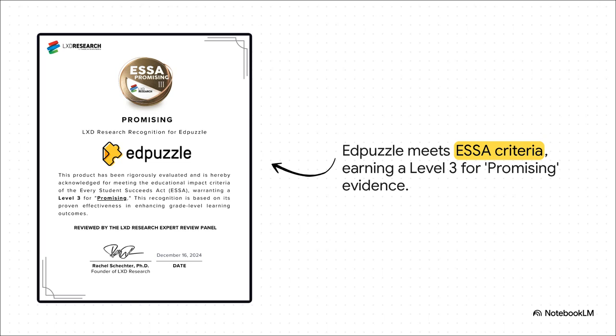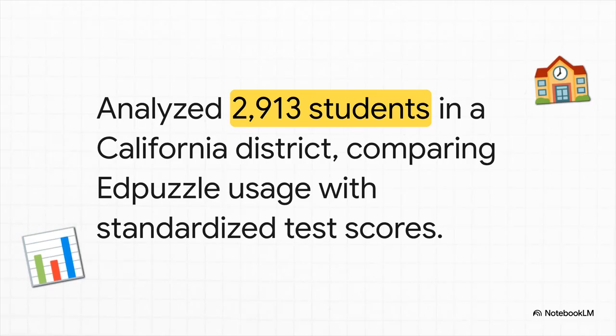A firm called LXD Research dug into the data and found that Edpuzzle is so effective that it earned a Level 3 Promising Evidence rating under the Every Student Succeeds Act, or ESSA. Now, for those who don't know, that's the main federal law for K-12 public schools. In the world of ed tech, getting an ESSA rating like this, that is a very big deal. And this wasn't some tiny little pilot program. The study looked at almost 3,000 students in a California school district.